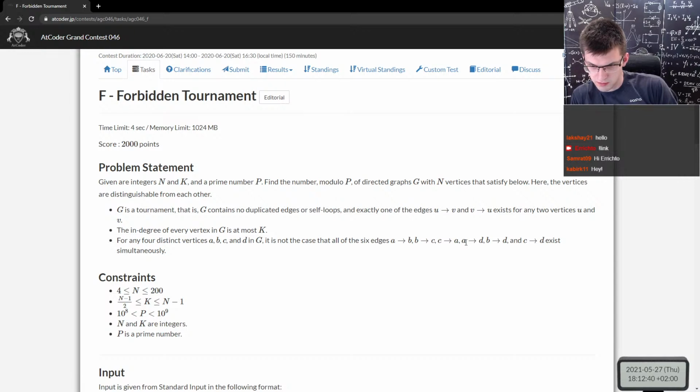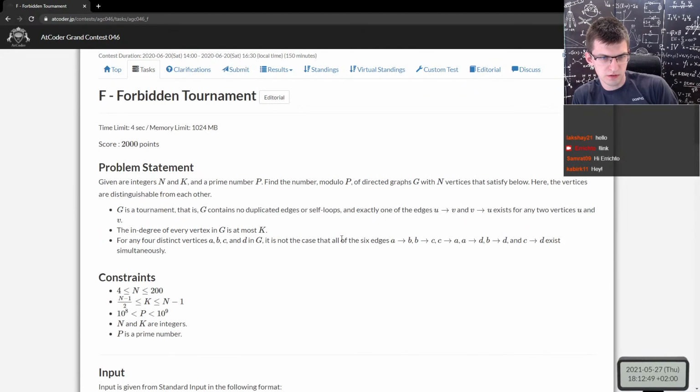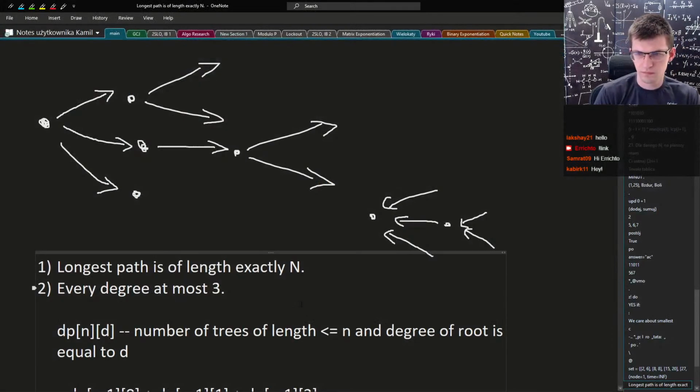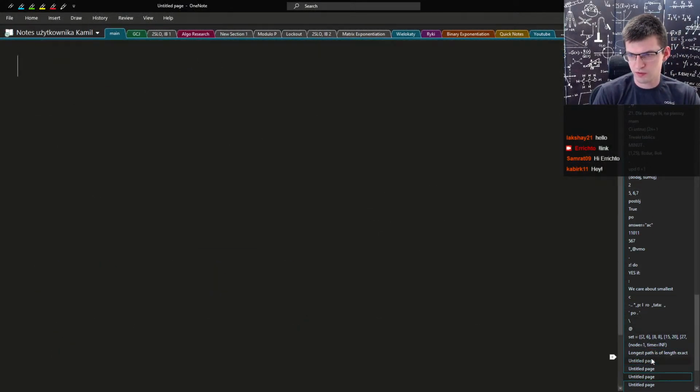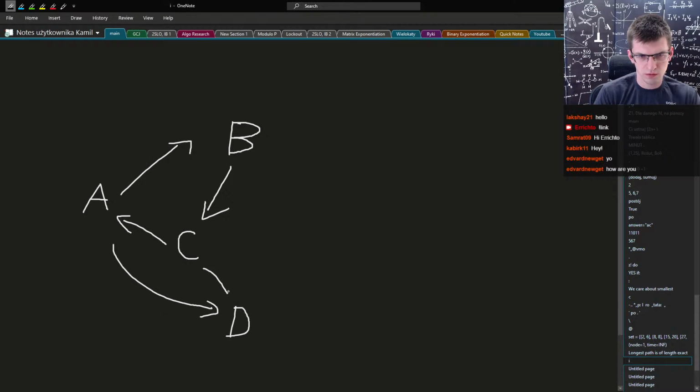and then from everything to D. This is some very particular shape. I need to draw it. What is this shape? If I'm not mistaken, we cannot have this: A, B, C, and then from all of those to D. Am I right?